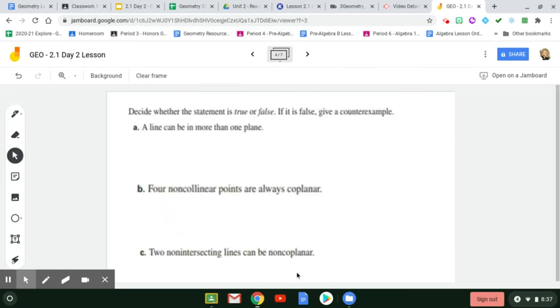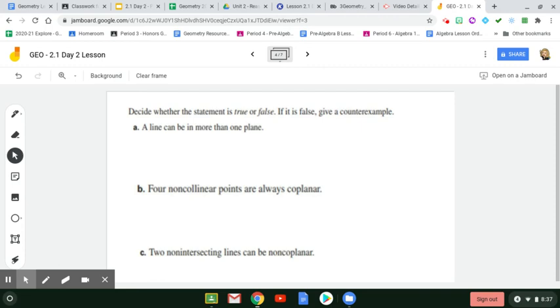And the last thing for today, decide whether the statement is true or false. If it is false, then give a counterexample. So using those point, line, and plane postulates: A, a line can be in more than one plane. B, 4 non-collinear points are always coplanar. And for C, 2 non-intersecting lines can be non-coplanar.